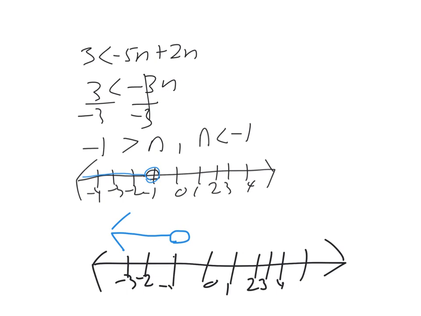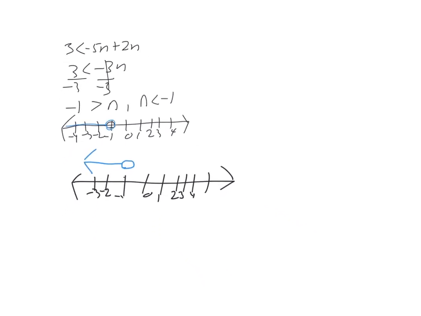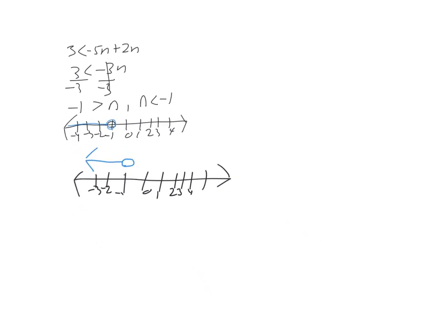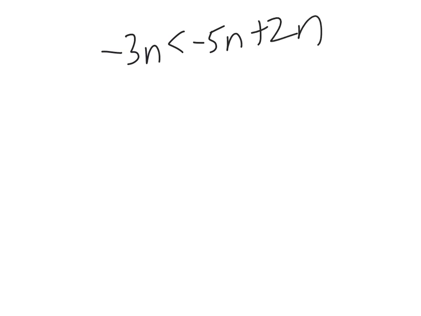Let's look at number 1 in a different light. Let's say problem 1 was set up in the form of negative 3n is less than negative 5n plus 2n. Same thing we did last time, combine like terms. We've got negative 3n is less than negative 3n.